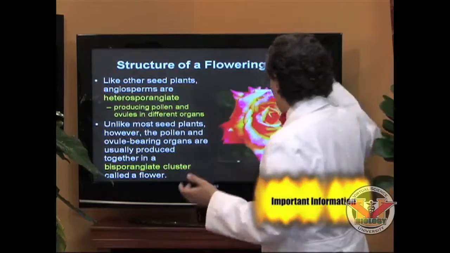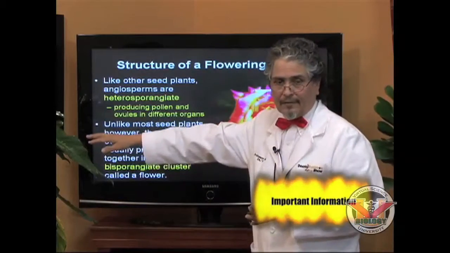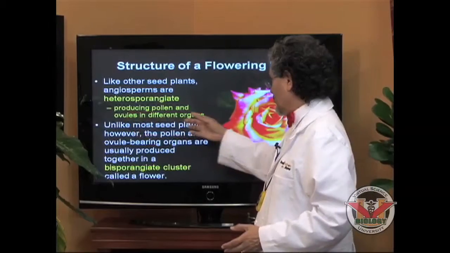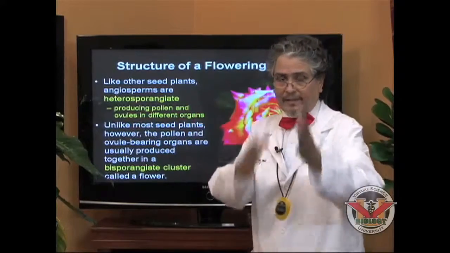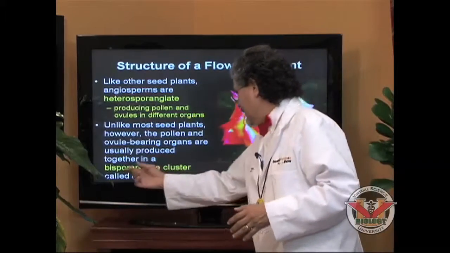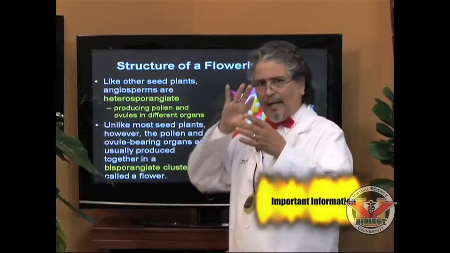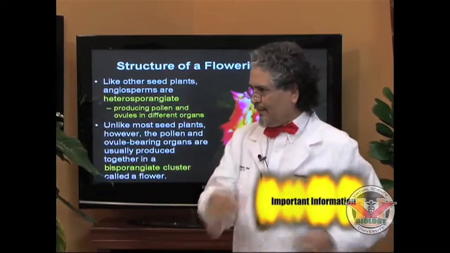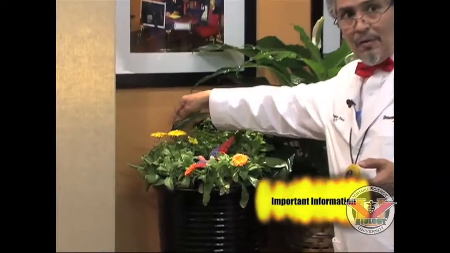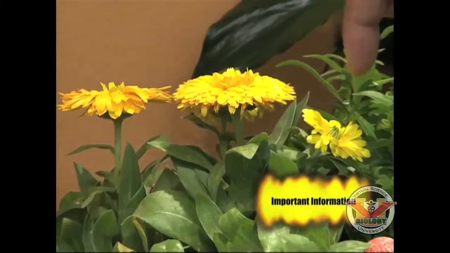You're going to have the corolla on one end and, of course, the stamen on the other end. That's very critical for you to understand, where they're producing pollen and ovule in different organs. That's very critical for you to see. Then in the bisporangiate flower or cluster, that's where you have both of them coming in together. And you can see that clearly here in this bisporangiate cluster in all of these composite flowers that are here.